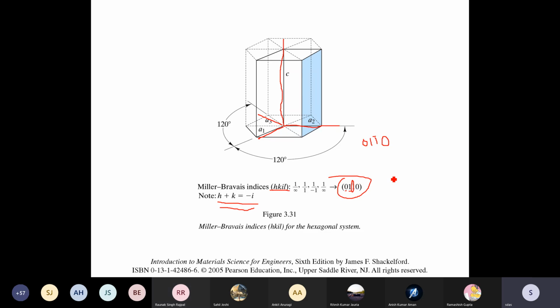Sir, why did we introduce four axes? Sir, we could have done it with three also. You will appreciate it later on; today you will not. Later on, you will appreciate the beauty of this four-axis system. Okay? And the interesting thing is this: all this Miller-Bravais system was done in the 1700s.